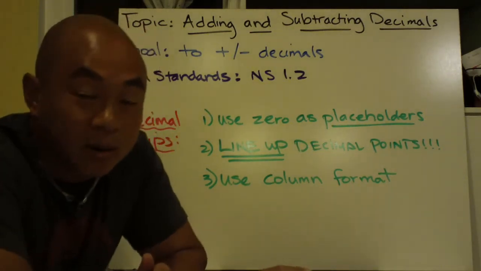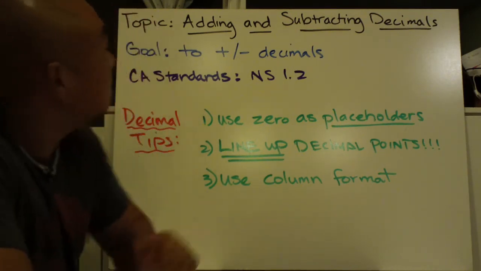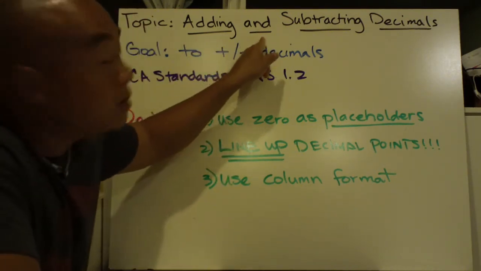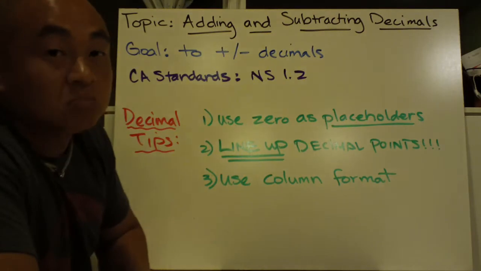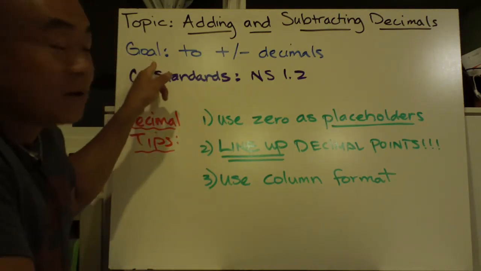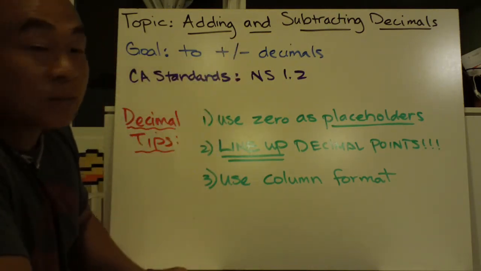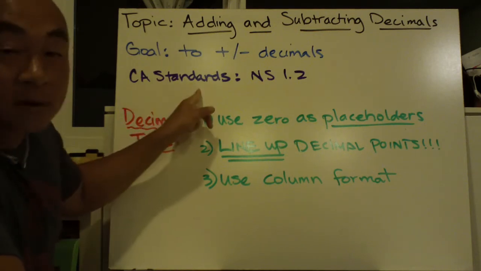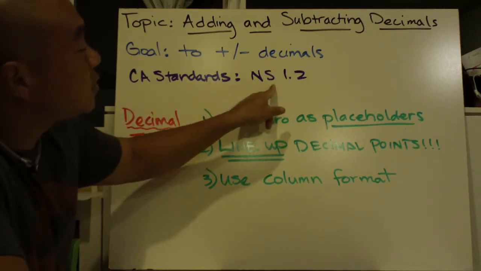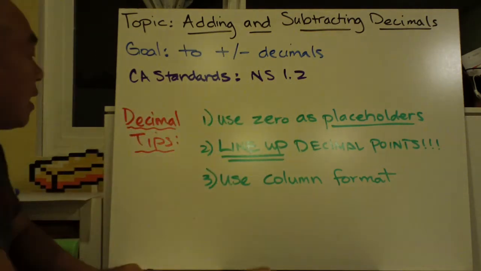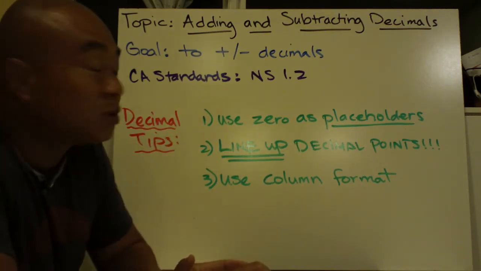Hi, Mr. Ko here again, and today's topic is adding and subtracting decimals. So our goal for today is to add and subtract decimals. Our California standards that we're going to cover today is number sense 1.2, and just very quick decimal tips.